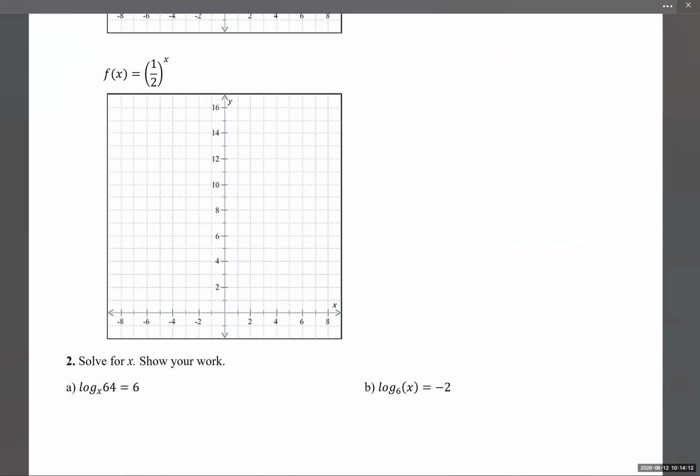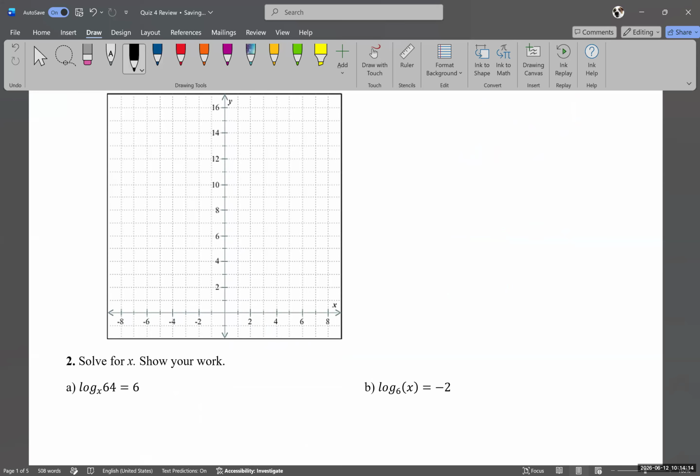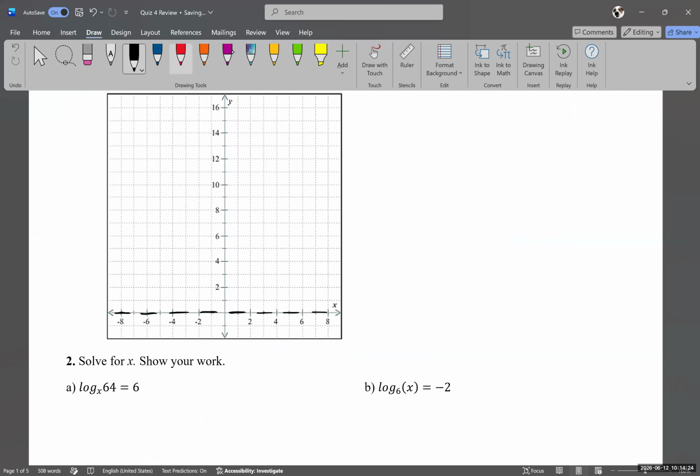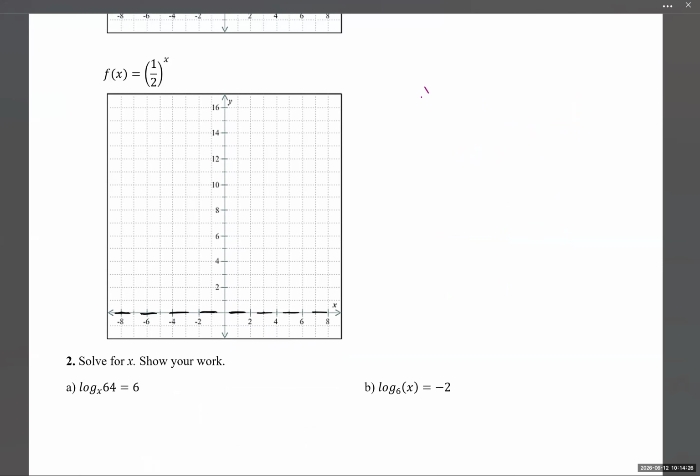Let's try it again with a different base. Once again, the function is not moved up or down, so the horizontal asymptote is still going to be at the x-axis. Make a table of x, y coordinates if you don't know what the function looks like. If you do, you can just graph it without doing the table.